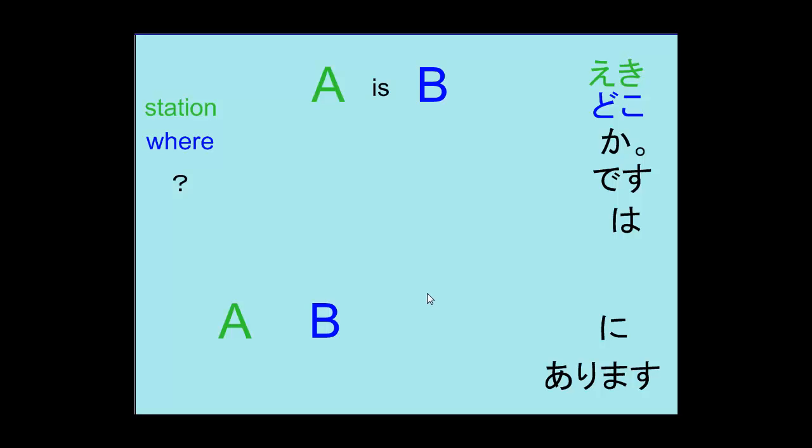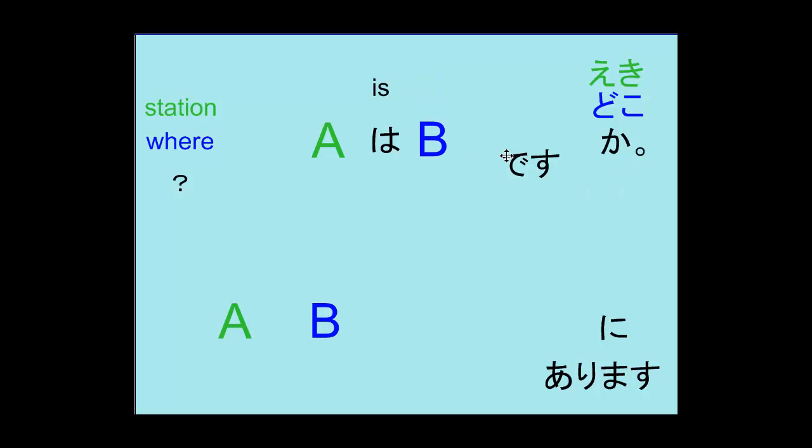Okay, we're going to look at two different ways to ask where something is. The first way, we're going to use the more simple A is B pattern. And if we translate that into English, we get A wa B desu. Now to make that into a question, we simply have to add ka on the end.